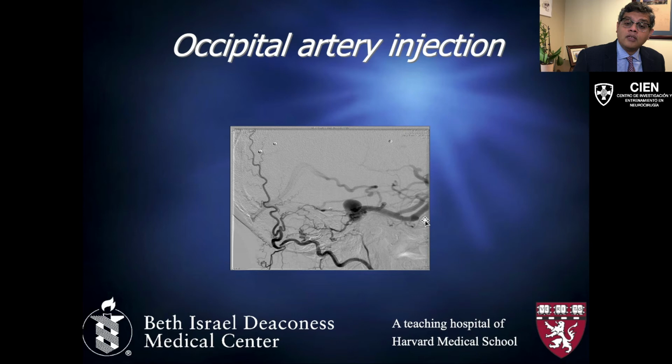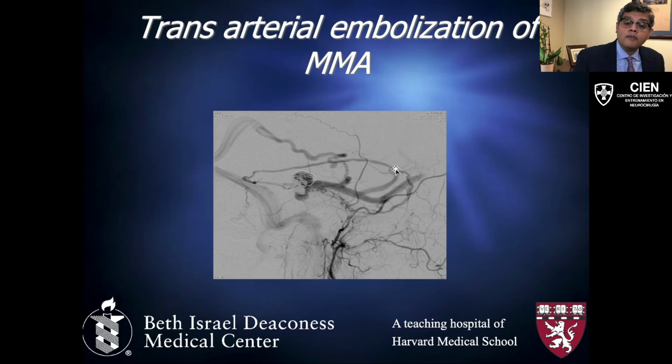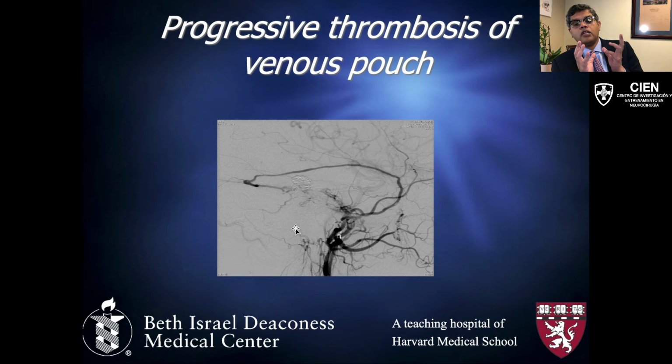So at this point, we were able to go through the middle meningeal artery, get into this pouch, and then just coil it off. So this resulted in complete obliteration of the fistula. And the reason is that venous pouch is where all these feeders are draining into. So by taking down the venous pouch, you basically cured the dural AV fistula.